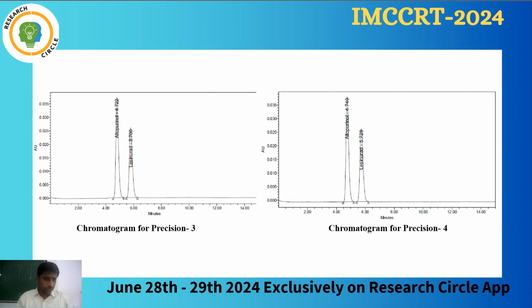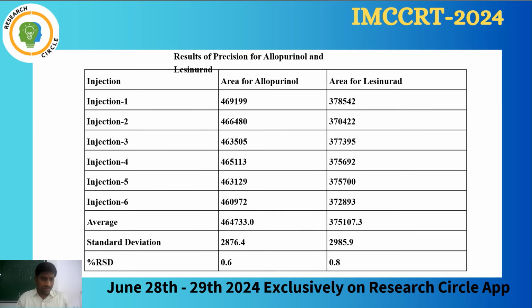1, 2, 3, 4, 5, 6. So these are the peak area values. Peak area means total height and width of the peak. So the software itself will calculate and give the value. For allopurinol we will get 6 peak area values, and for Lesinurad we will get 6 peak areas. We have to calculate the average and standard deviation.